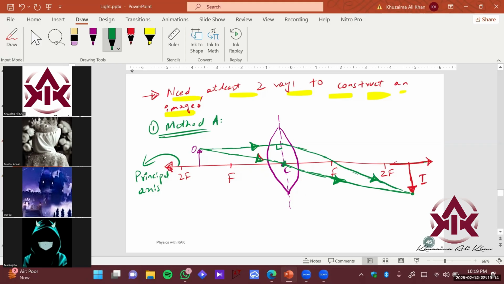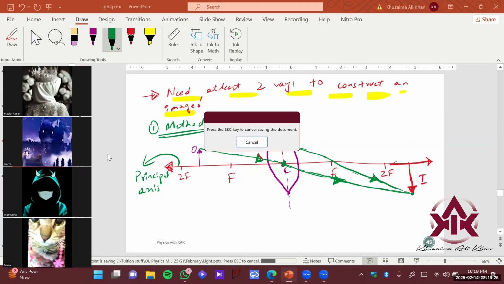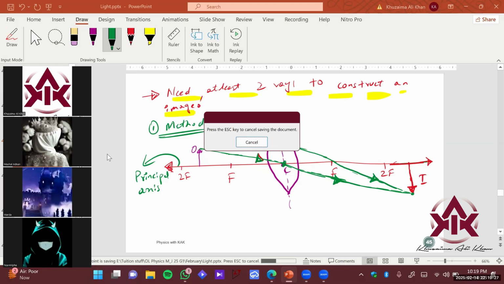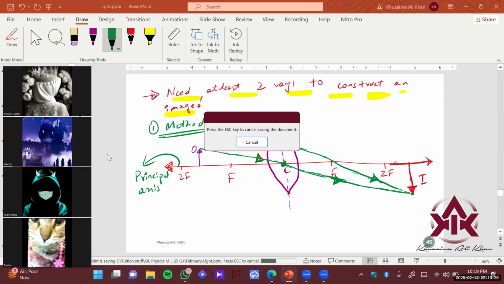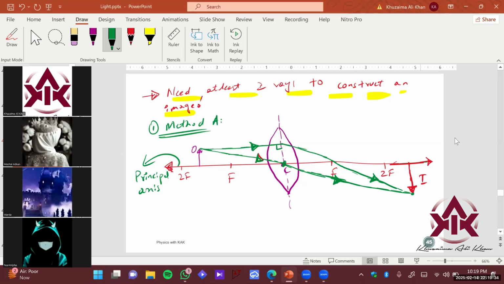So if these two methods are clear, give me a thumbs up. How do we create an image from an object? It's clear to Hamza. That's good. It's clear to Mashal. It's clear to me. And is it clear to Varda or not? It's clear to Varda. That's good, right?